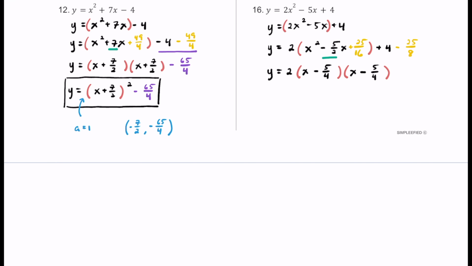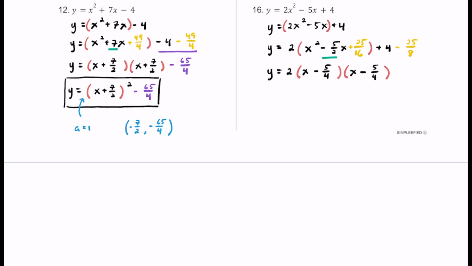Now, if you really want to pause to FOIL it out, you can say x times x is x squared, that checks out. X times -5/4 is -5/4, and another -5/4, that's going to be -10/4, but -10/4 is the same thing as -5/2. And then finally, -5/4 times -5/4 is +25/16. So everything does check out.